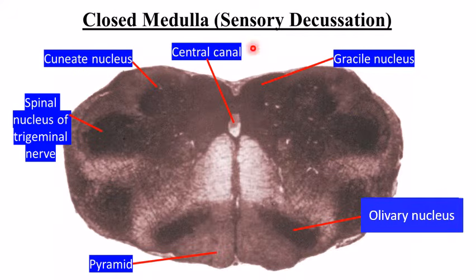Here, what is this, dear students? It is again closed medulla. Why? Because I can see in the middle line the central canal. Sensory decussation. Why? The gracile and cuneate nuclei increase and their tracts decrease, as well as this is the spinal trigeminal nerve and tract. On both sides of the median line here, we have the pyramidal tract and the olivary nucleus.